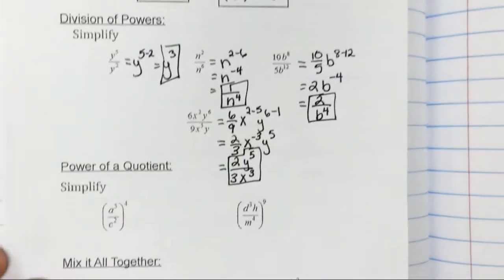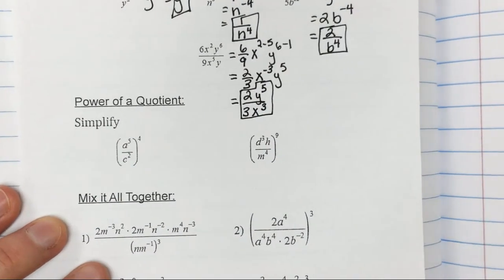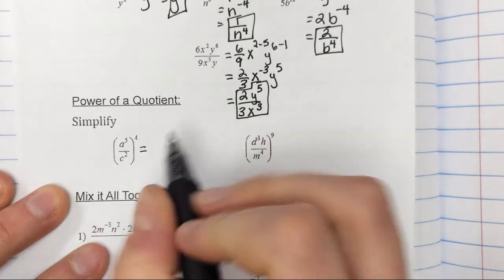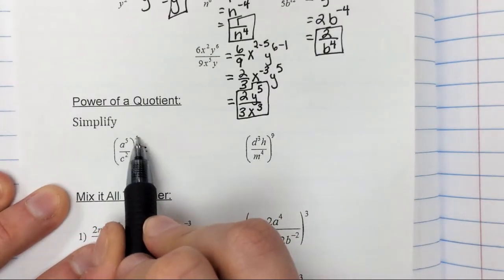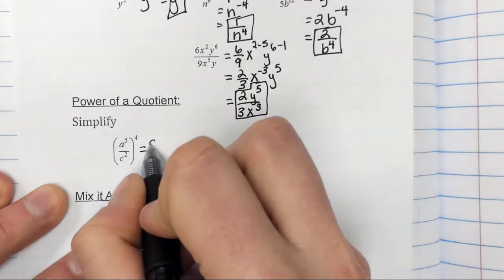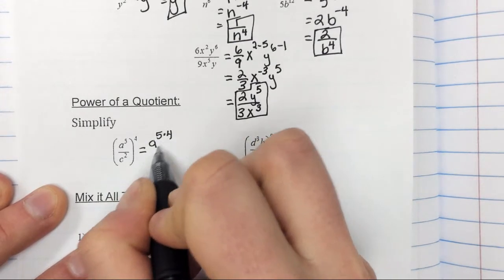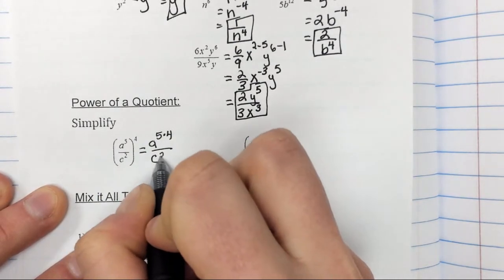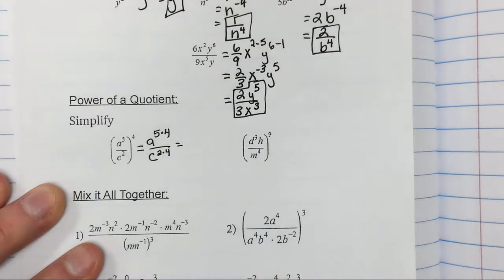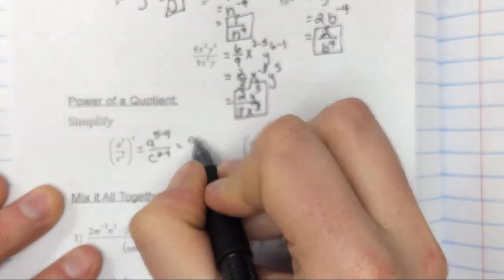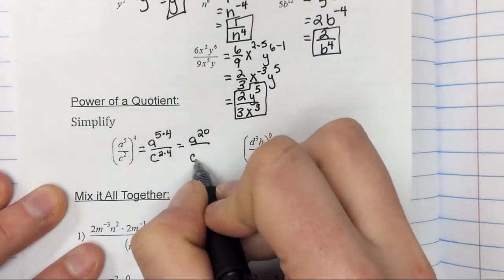All right, we're going to simplify a power of a quotient next. Similar to the distributive property, you have to make sure you give the exponent to both pieces. So this is going to be a to the 5 times 4 over c to the 2 times 4. And if I simplify that, it would be a to the 20th over c to the 8th.